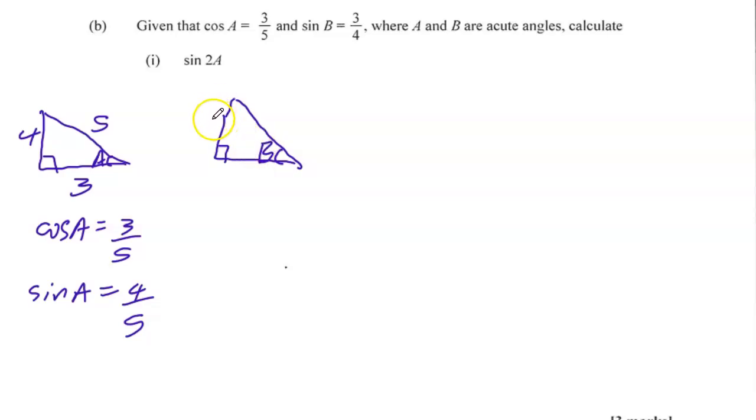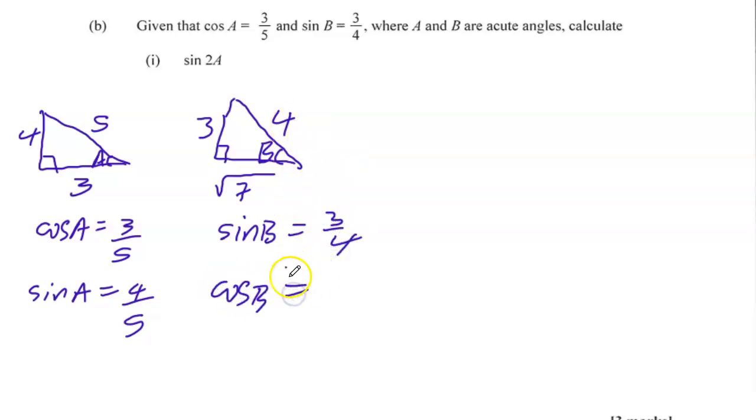Sine is opposite over hypotenuse, so 3/4 will be 3 over hypotenuse 4, which means the adjacent, using Pythagoras theorem, this side will be the square root of 16 minus 9, right? So this will be the square root of 7. So if sine B is opposite over hypotenuse, then cos B is adjacent over hypotenuse, so it's root 7 over hypotenuse, which is 4.